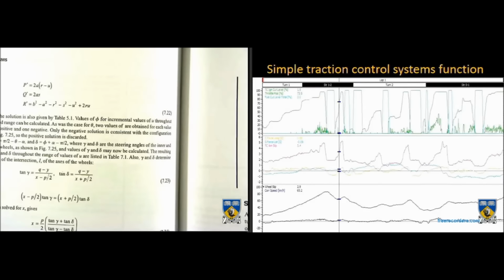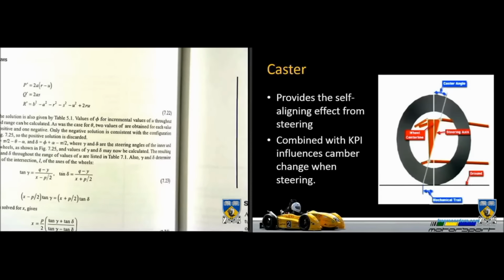Anyway, back to our steering now. Caster is one of our steering geometry factors. It provides a self-aligning effect from steering, so you might notice when you go around a roundabout and let go of the wheel, the tyre straightens up again. This is due to caster.